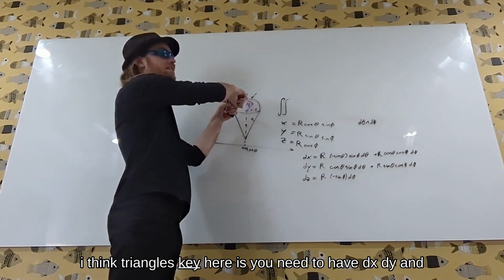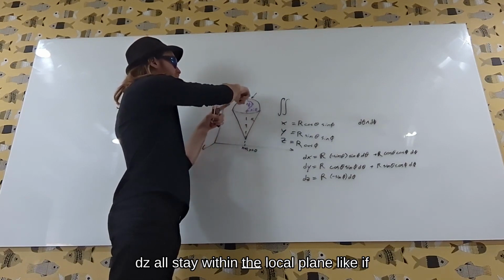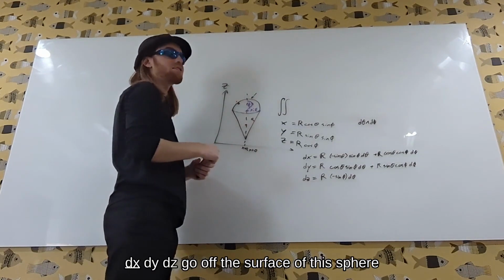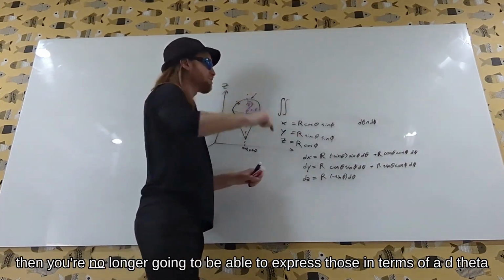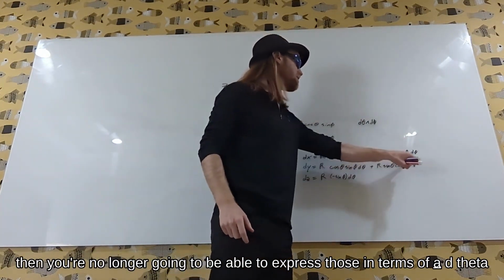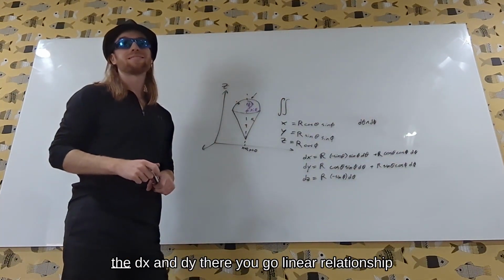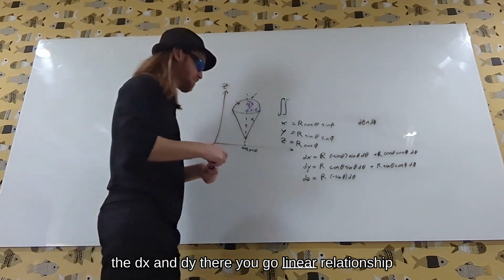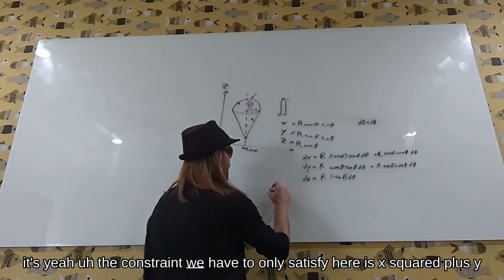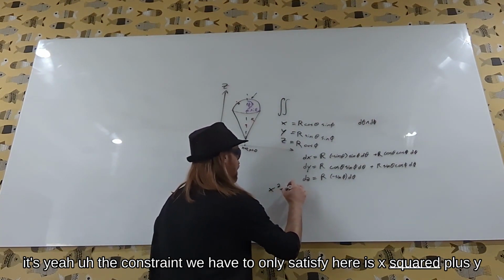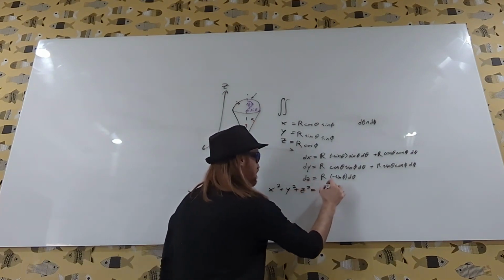Key here is you need to have dx, dy, and dz all stay within the local plane. If dx, dy, dz go off the surface of this sphere, then you're no longer going to be able to express those in terms of a d theta and a d phi. So there's some relationship between the dx and dy's. There you go. It's a linear relationship. The constraint we have to always satisfy here is x squared plus y squared plus z squared equals r squared.